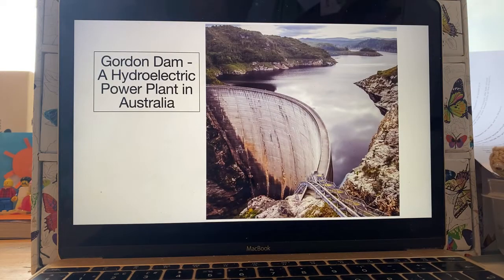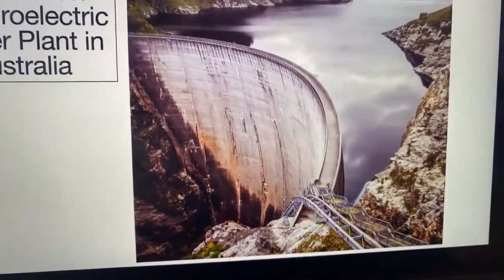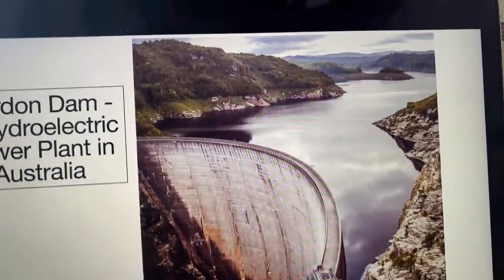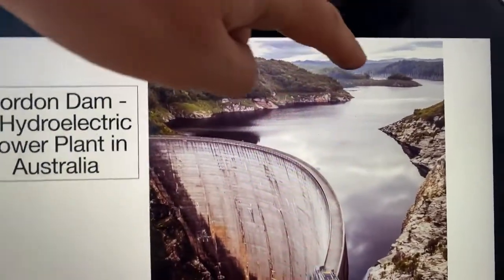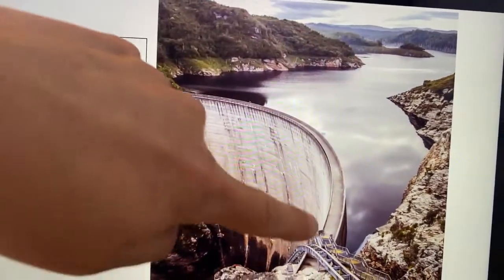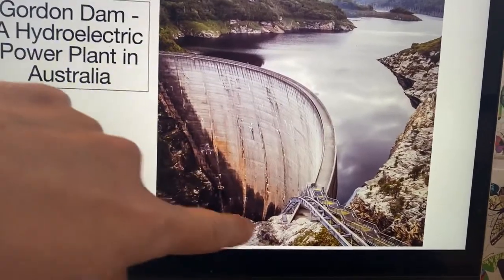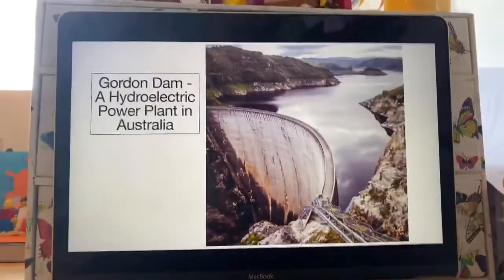So here's a proper picture. This is Gordon Dam, hydroelectric power plant in Australia. I mean, some people might think it's pretty beautiful. It's an incredible feat of engineering, isn't it? Wow. That is big. So you can see this was a river, which has presumably been expanded by humans because this enormous dam has been built. I don't know how you even begin to do that. And then there's turbines down here where the water is trickling through.